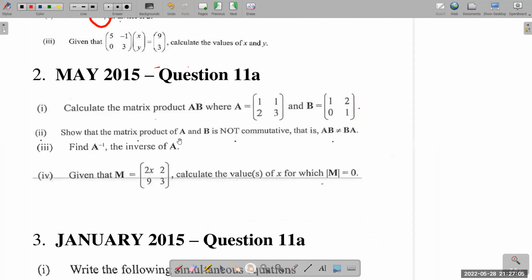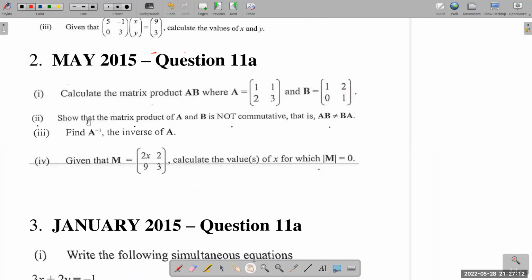So next, they say calculate AB. That's easy. We should be able to knock that out. Look at the next question. Show that the matrix product is not commutative. What do you do to show that? You've found AB. So what should you find next? Look at what they ask you to prove, that it's not commutative.